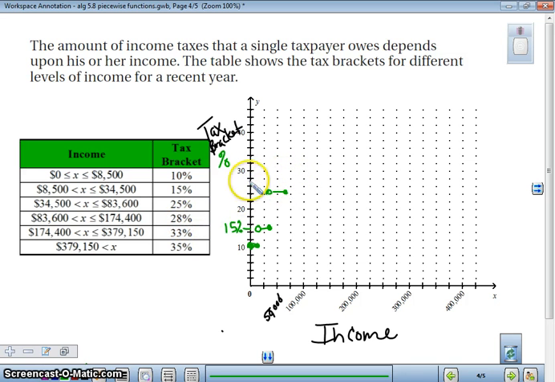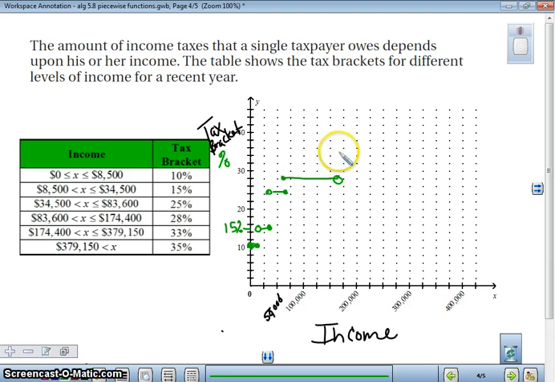83,600 is going to start at 28%. So we are now at our 28%, and that's going all the way up to 174. So where's our 174? Well, here's 175. Again, it's going to be open. So it's going to look like quite a bit larger. People are paying 28%.